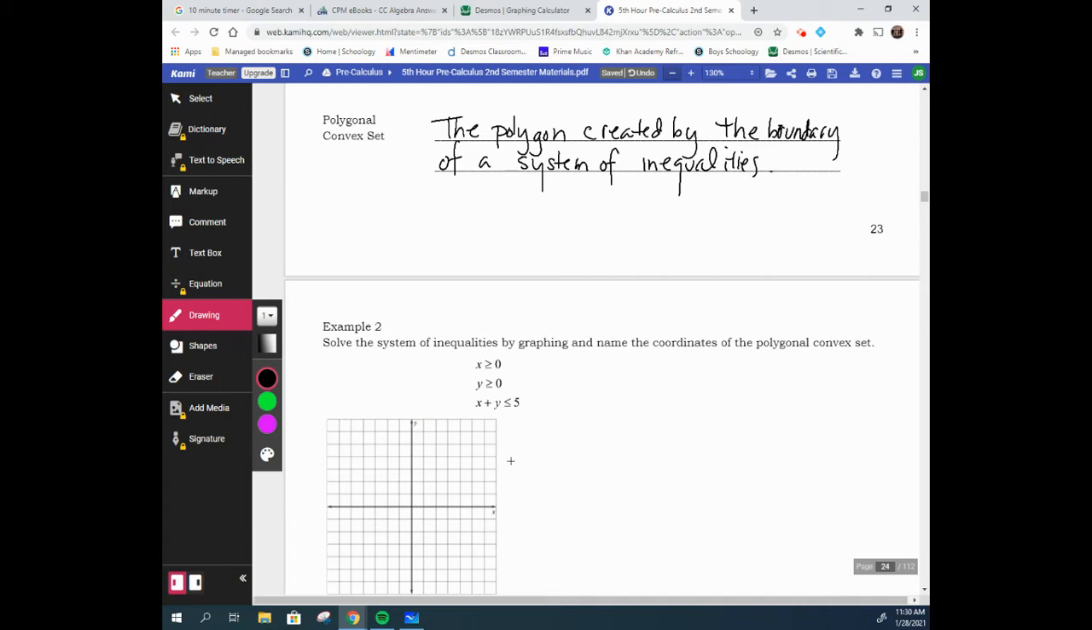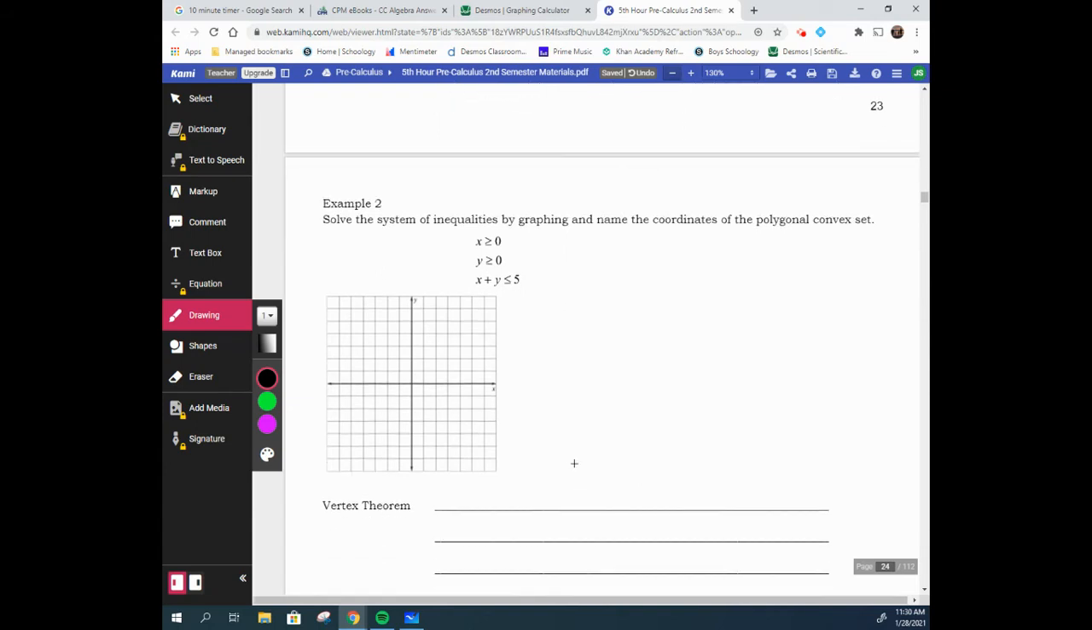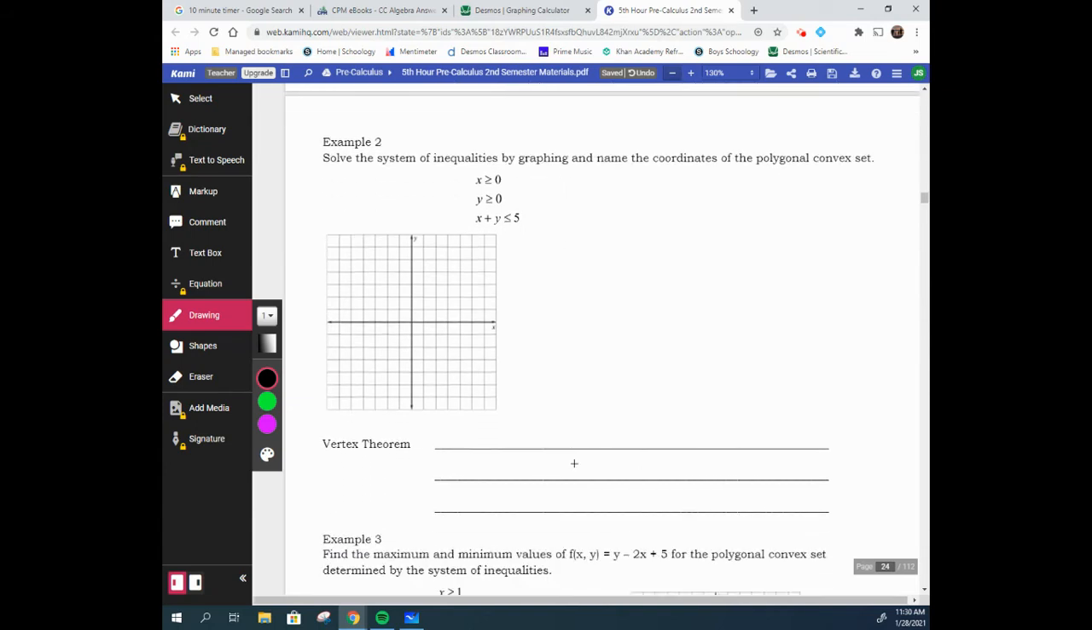All right, so when we look at example 2, our first system here, it says solve the system of inequalities by graphing and name the coordinates of the polygonal convex set. So that's name the coordinates of the set that results when we get our solution. So our first inequality is x is bigger than or equal to 0.